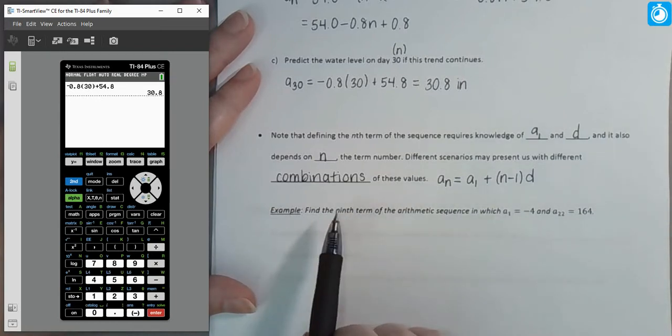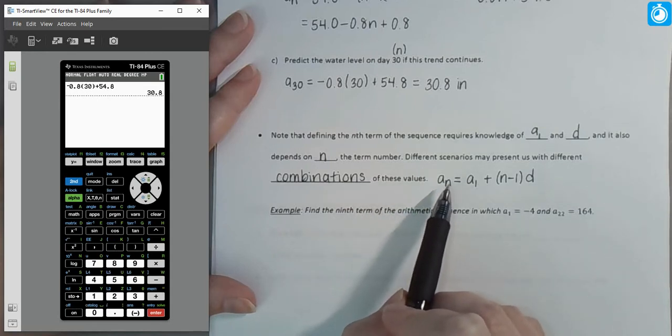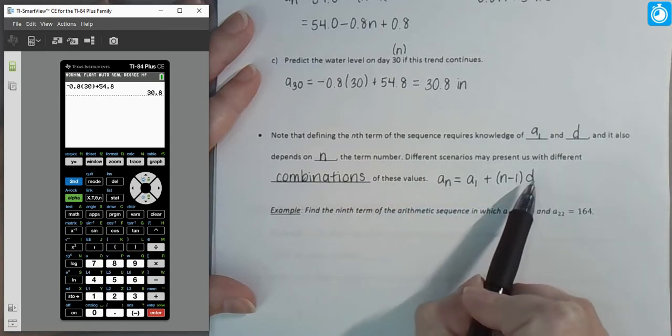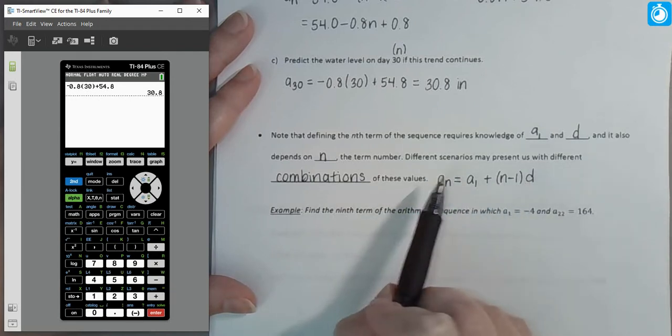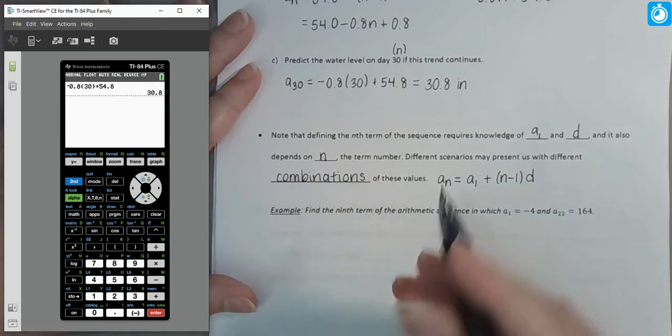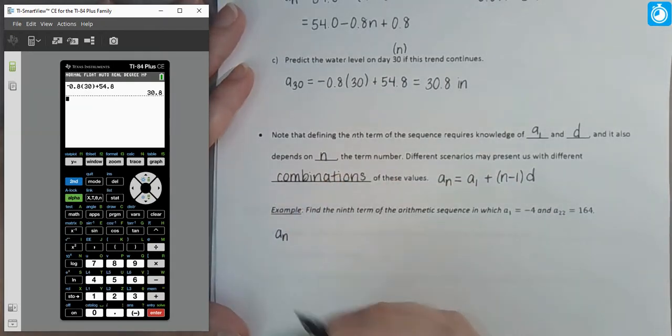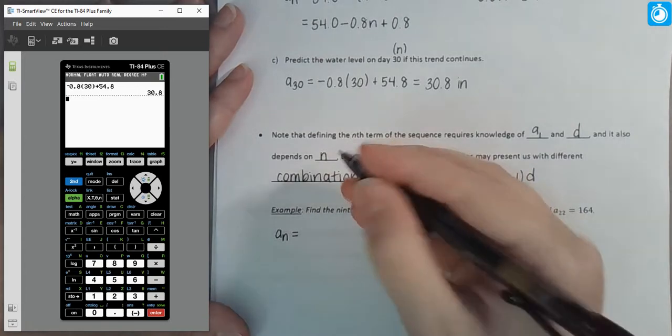So finding the 9th term, what does that mean? Well, we would plug in 9 to our formula and then we would go from there. But we don't have our formula. So finding the 9th term requires that we have the formula. So what do we actually know? Well, a sub n in general will be our unknown. We know a sub 1, we've been given that that's -4.